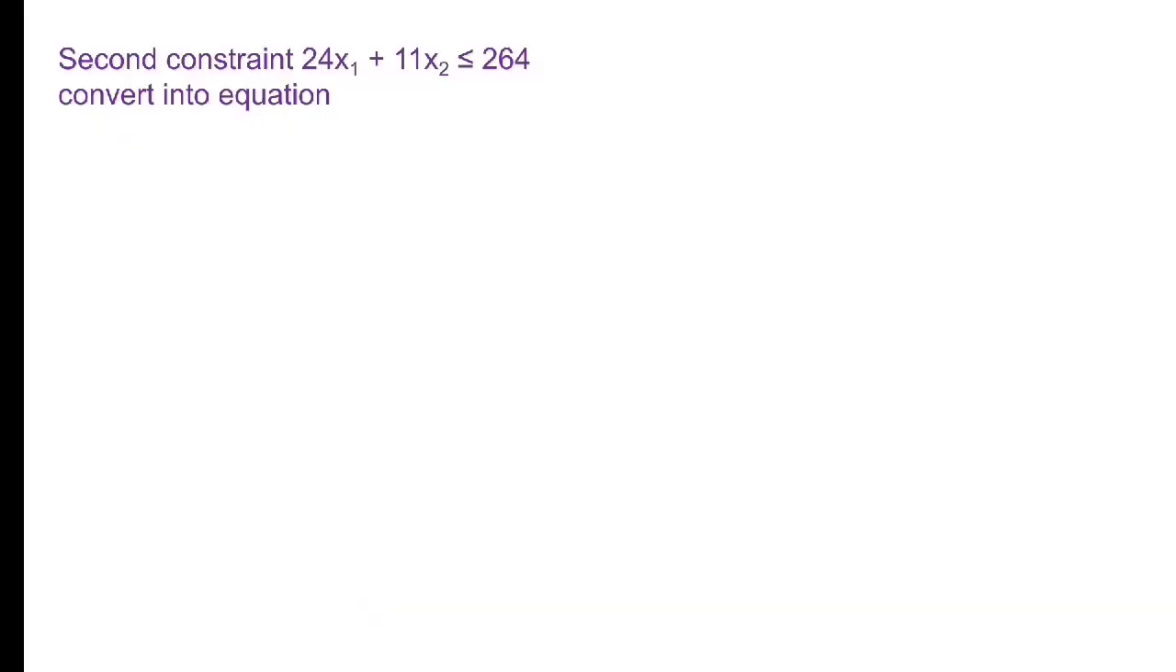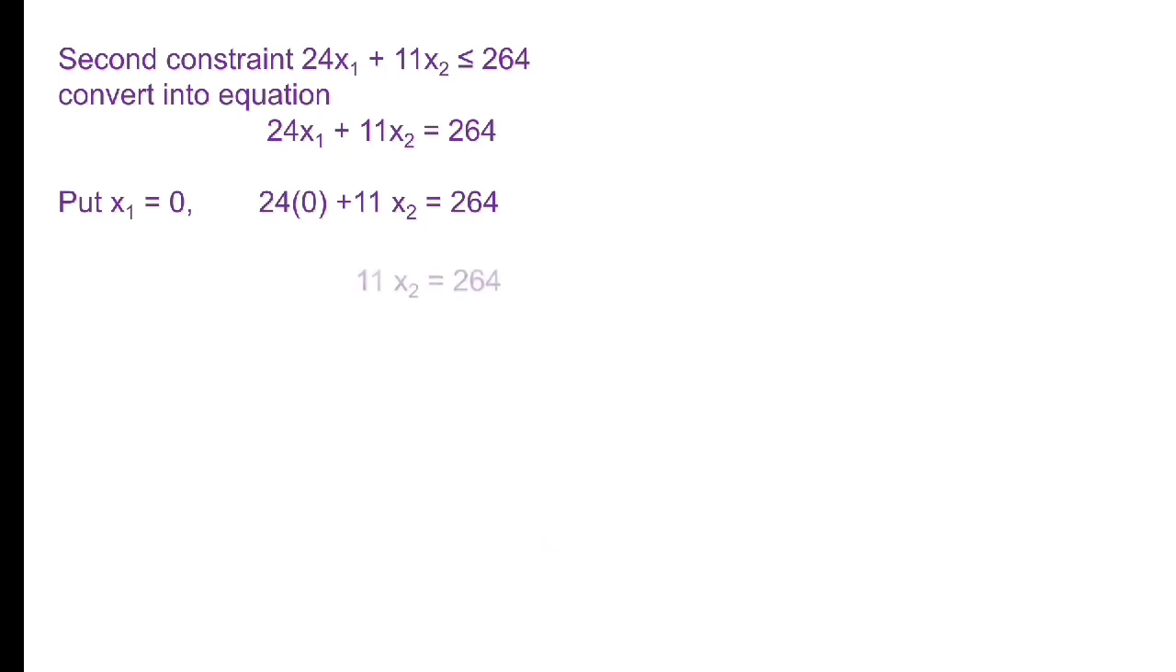Similarly, we substitute x2 equals 0 in this constraint. So 24x1 plus 11 times 0 equals 264. Then 24x1 equals 264, and we find x1 equals 264 divided by 24. So we get the value of x1 as 11. Therefore, the fourth point is D of x1 comma x2 equals D of 11 comma 0. So this constraint also gives 2 points. These 2 points again we need to draw.